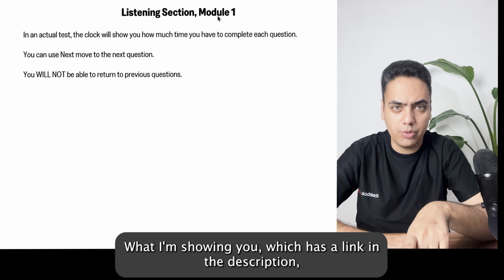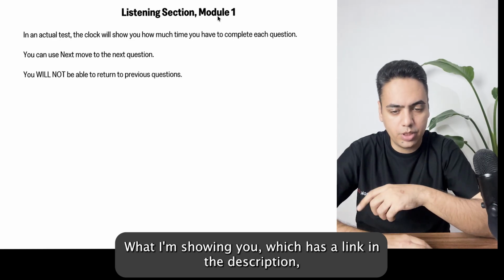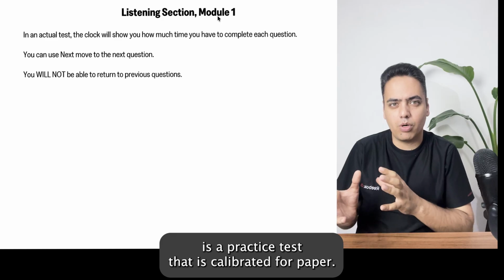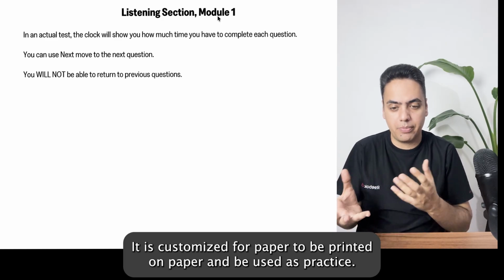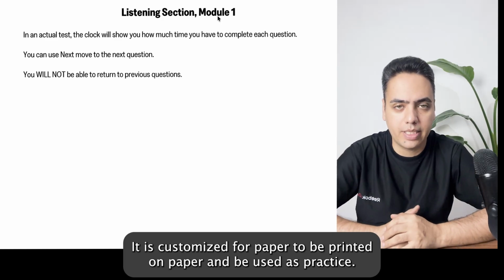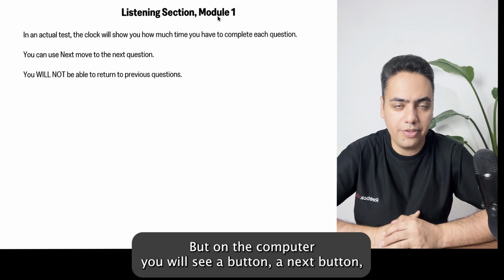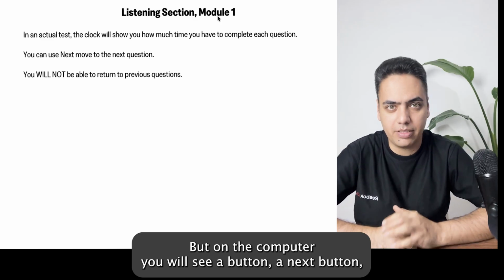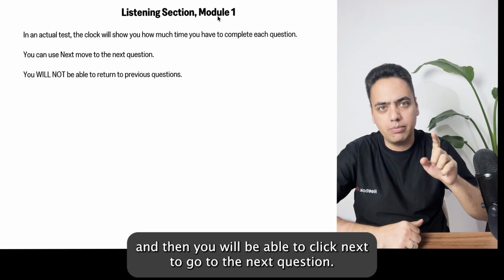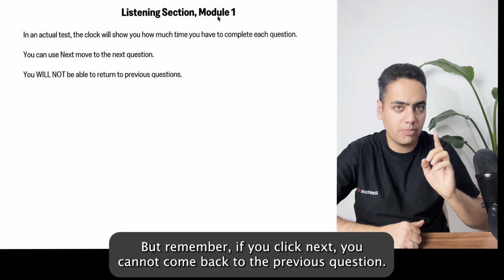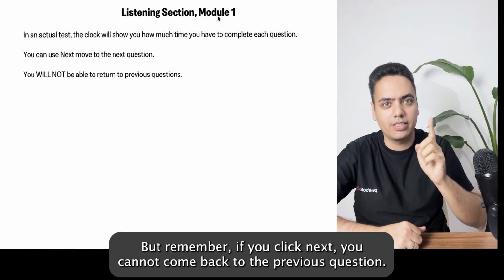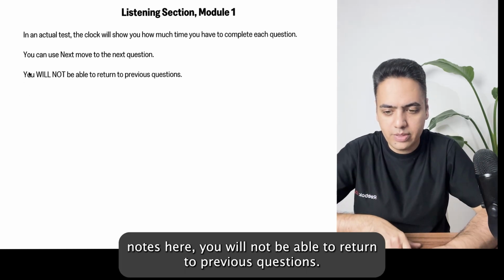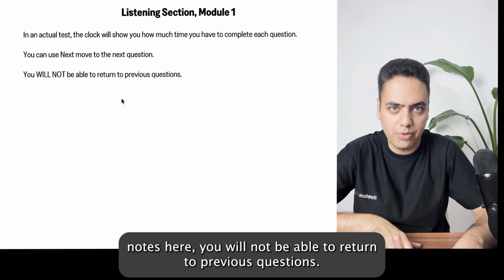What I'm showing you, which has a link in the description, is a practice test that is calibrated for paper. It is customized to be printed on paper and used as practice. But on the computer, you will see a next button, and then you will be able to click next to go to the next question. But remember, if you click next, you cannot come back to the previous question. As it also notes here, you will not be able to return to previous questions.